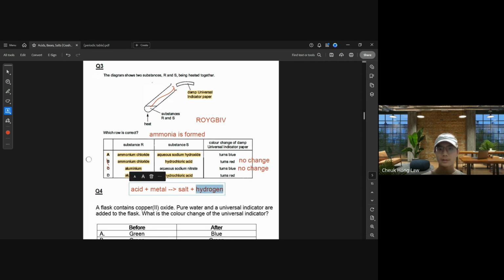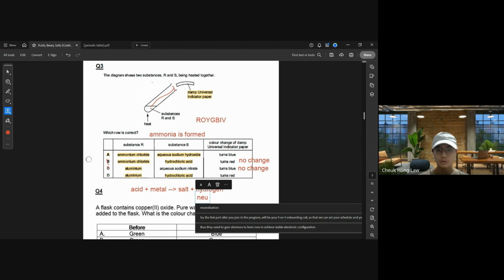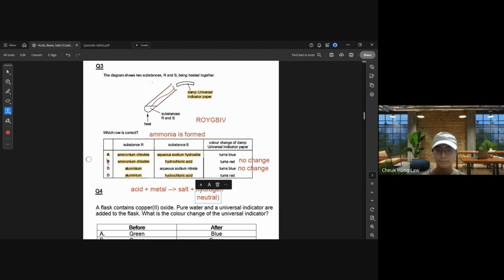Hydrogen is neither acidic nor alkaline. It's a neutral gas. So it won't turn the universal indicator red. Hydrogen is neutral, so there'll be no change. And therefore your answer is A, because A forms ammonia, which turns the universal indicator blue. So your answer is A.